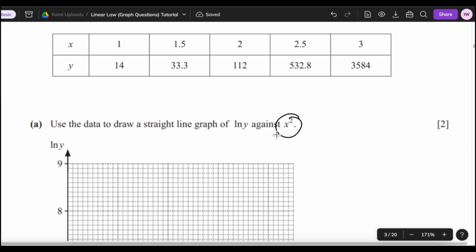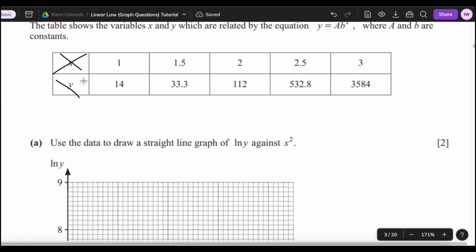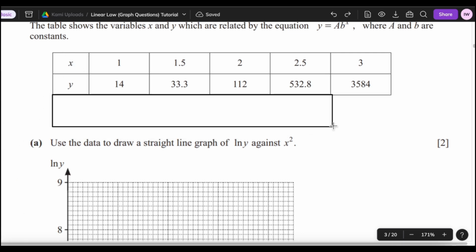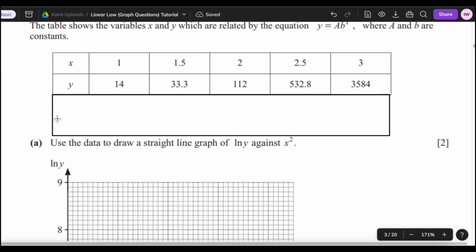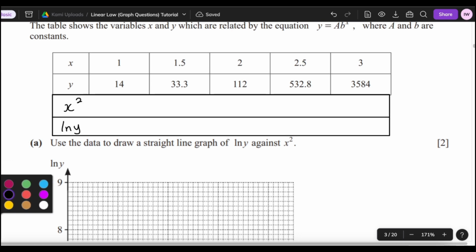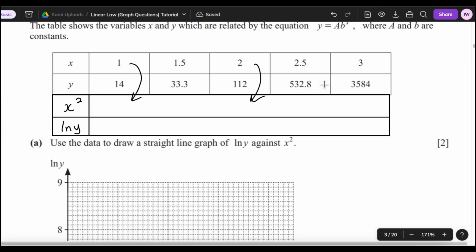So the first thing you want to do here is ditch the x and y values and create a table of your own. Specifically, a table we are going to need for not just ln y this time, but we're going to need x squared and ln y. So you're going to need to take all the values here for x and then square them. And then you're going to need to take all the values for y and then take ln of that. So I'll give you a few examples.